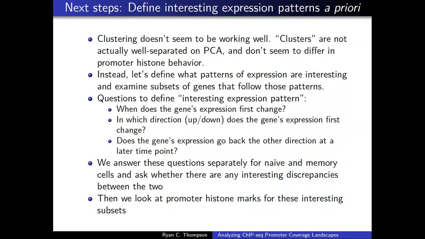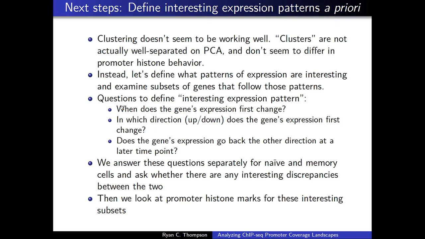But anyway, I decided to put the clustering approach aside for now and start with something different. So instead of trying to cluster it and then see biological significance in the clusters after the fact, I decided, let me define what I think to be interesting expression patterns and then figure out which genes fit into those patterns.